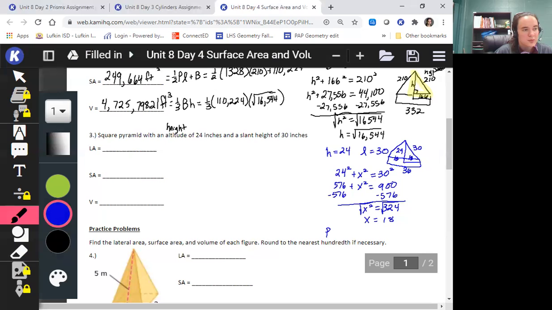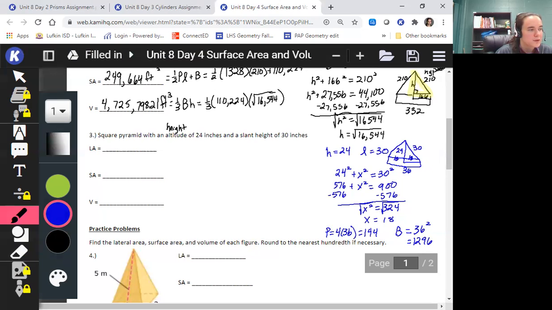So then we need to find our perimeter. So 4 times 36. That gets us 144 for our perimeter. And we need to find the area of our base. So 36 squared. And that gets us 1,296. Now we can plug everything in.